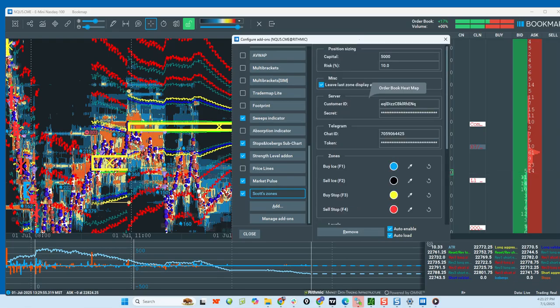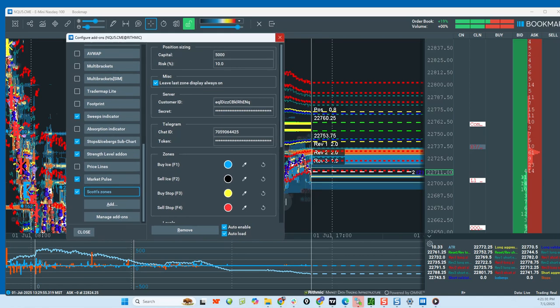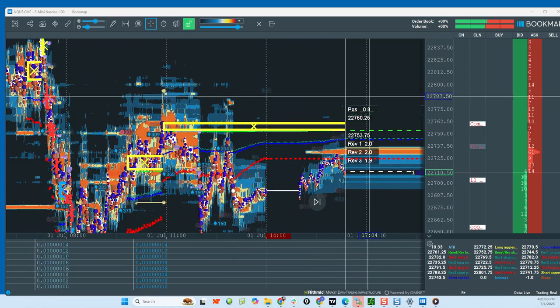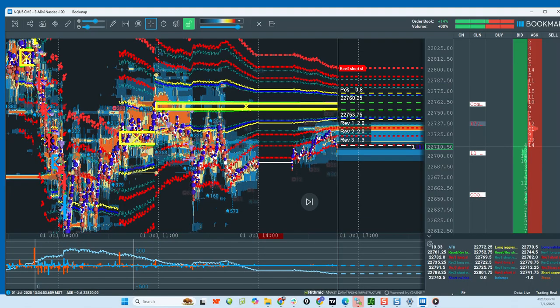Other than that, I think that's it for the zone drawing tool. So, any questions? You can shoot me an email. Any problems, shoot me an email as well. I contact Bookmap first, and then if they can't help you, because if I spent all my time dealing with emails and troubleshooting, I wouldn't have time to trade. So contact them first. If they can't help you, you can contact me. And if I can't help you, then I'll put you in contact with the developer.